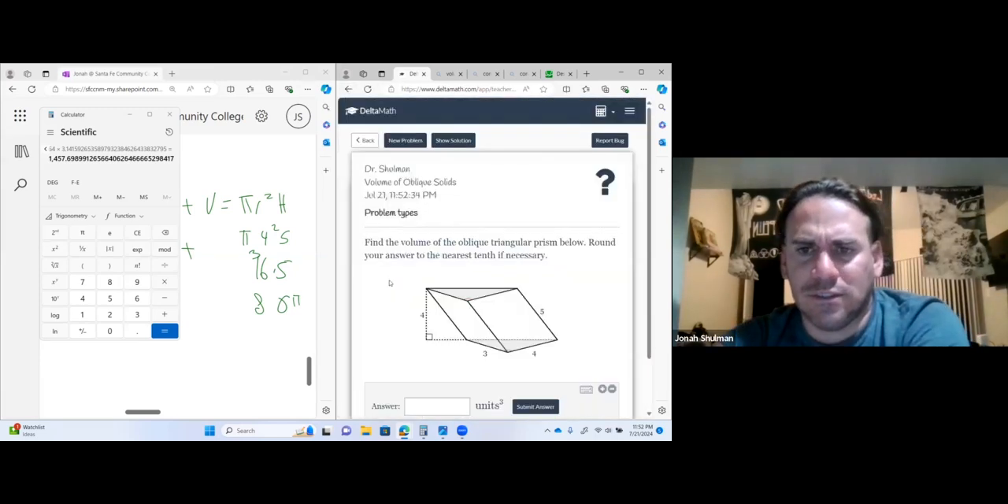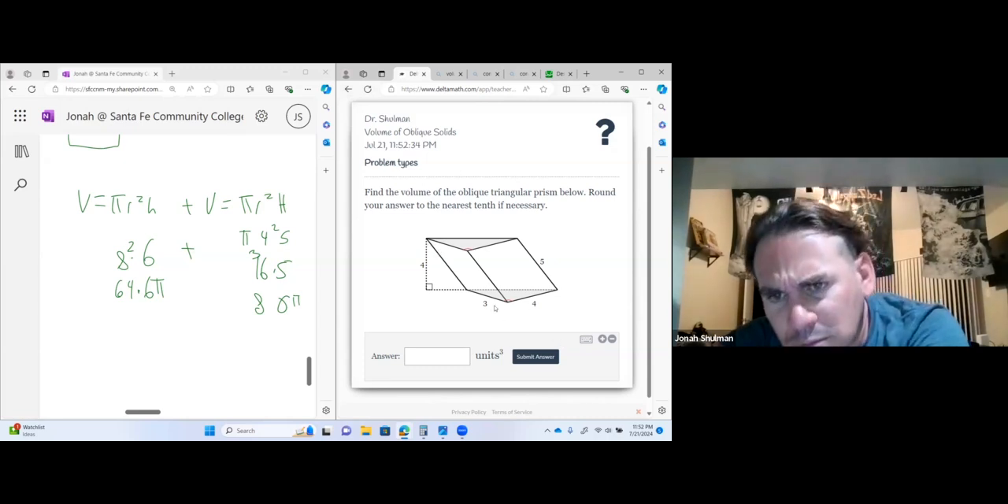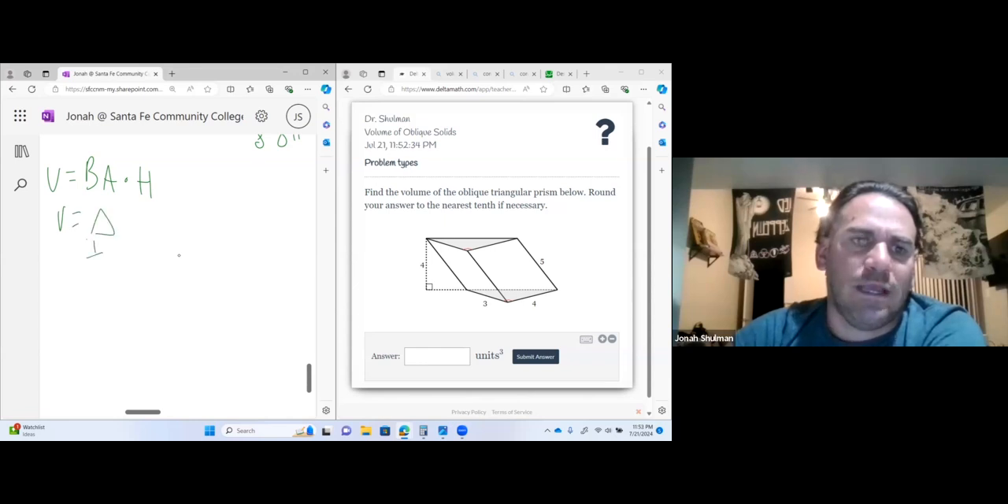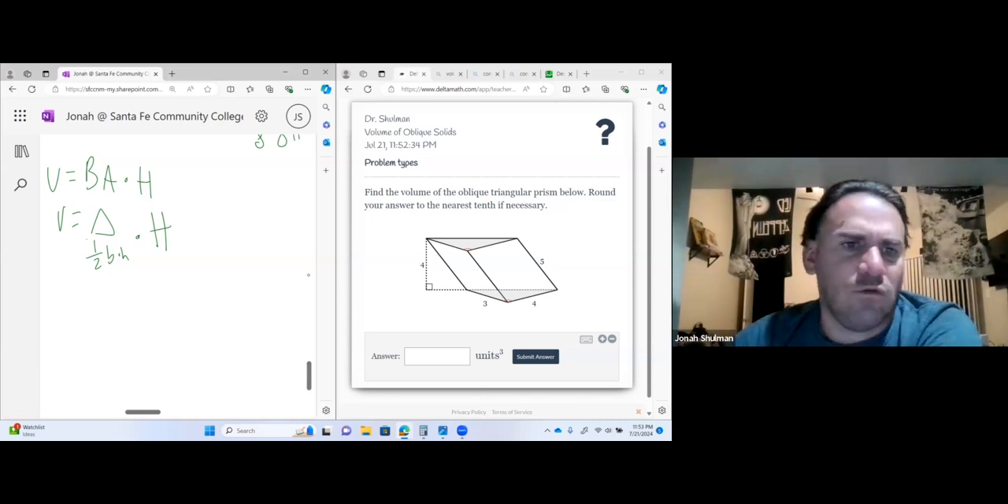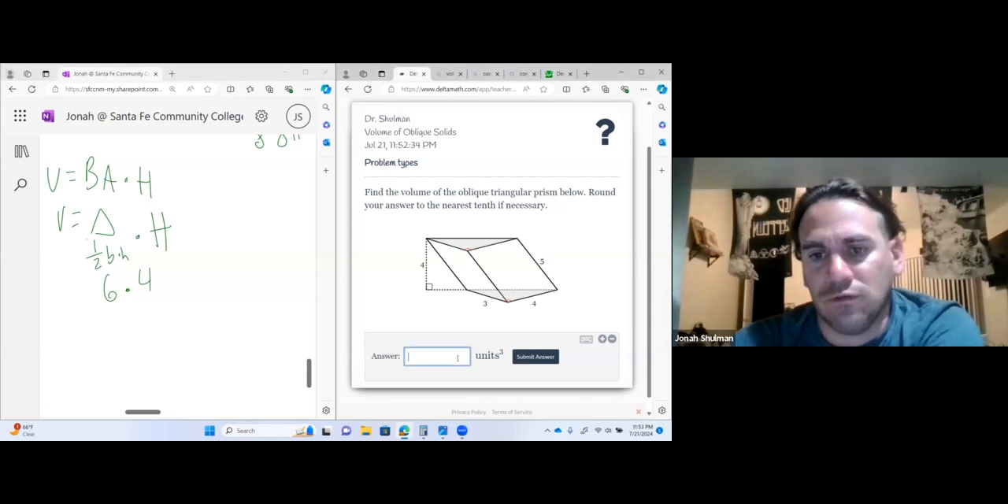All right, let's go oblique. We did this already. Do I have another one? We'll take out the one with the Pythagorean theorem because we did that already. So the base area is 3 times 4 and a half. So that's 6 times 4. So this is base area times height. But because it's a triangle, it's 1/2 base times height times the big old height. So 3 times 4 is 12. 12 cut in half is 6 times the actual height of 4. It should be 24 units.